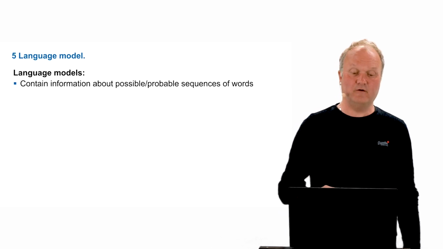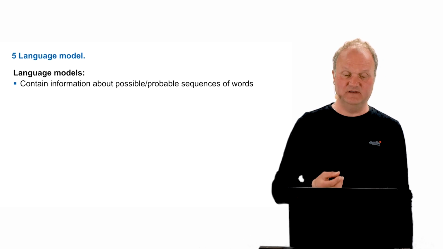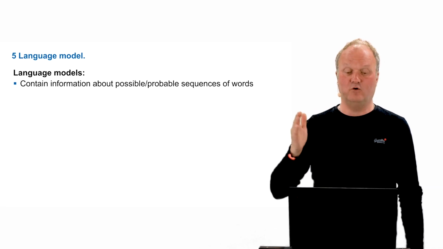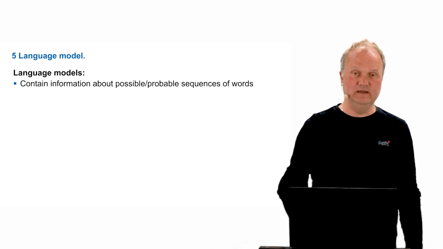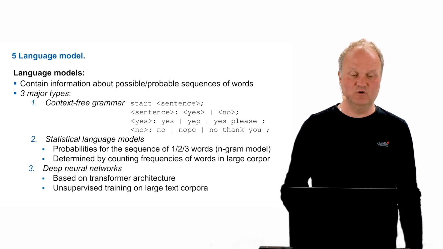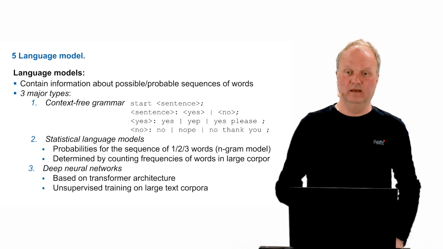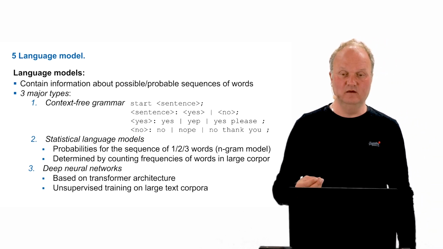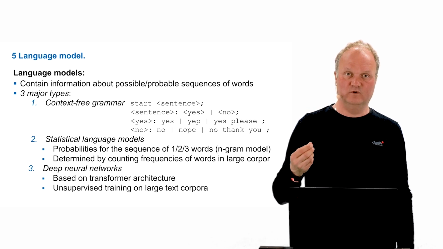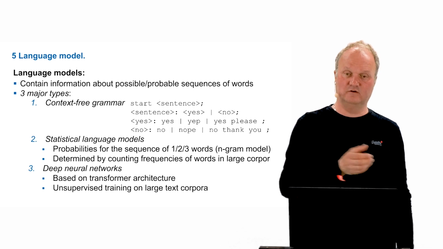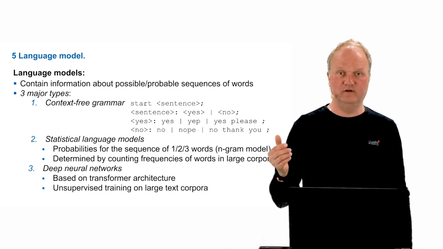That is, we are after finding language models which contain information about possible or probable sequences of words. Usually, there is a grammar which defines what is allowed in a certain language and what is not allowed. In principle, we can use such a grammar, that is, we can define a set of rules which define whether a certain sequence of words is allowed in a certain language.